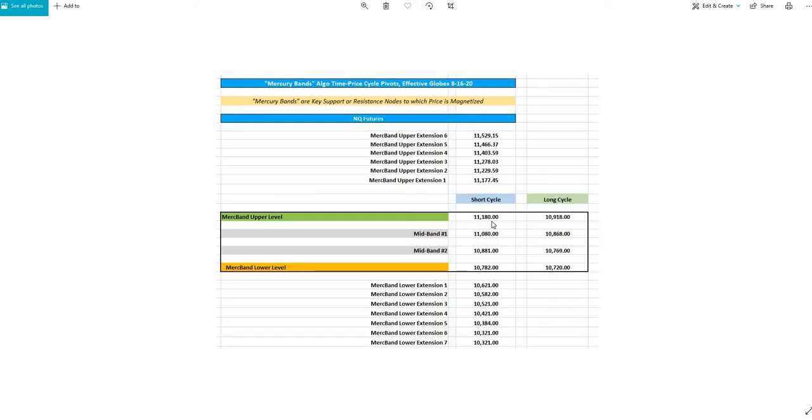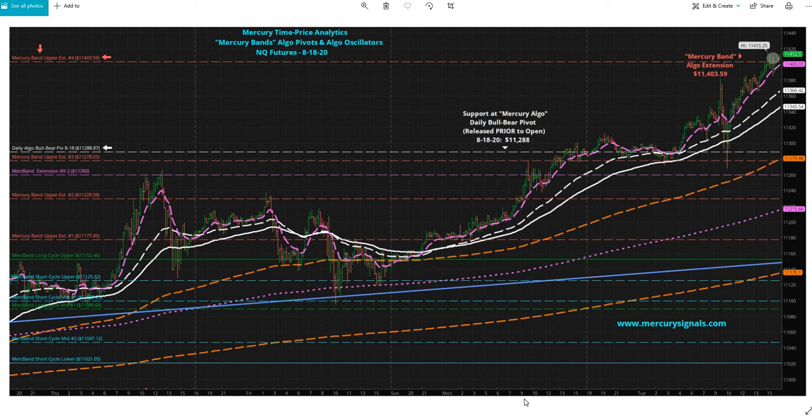Now let's talk about NQ for a minute. The Mercury bands we put out for the S&P 500 futures, the ES, are updated every night. Now on NQ, I run it once a week on Sunday, and those Mercury bands apply all week long. The only time they need to get updated is if NQ trades up into the very upper extension or down into the lower extension. Now, this level here, I mentioned to our members last night, watch this level at 11,403. Well, let's take a look at the end-of-day chart for NQ.